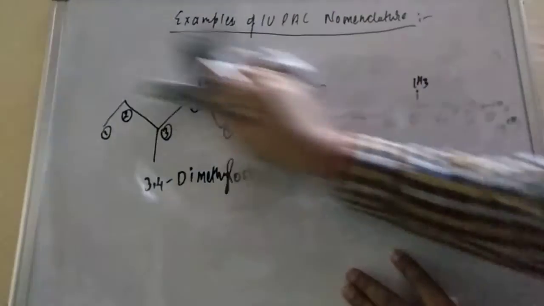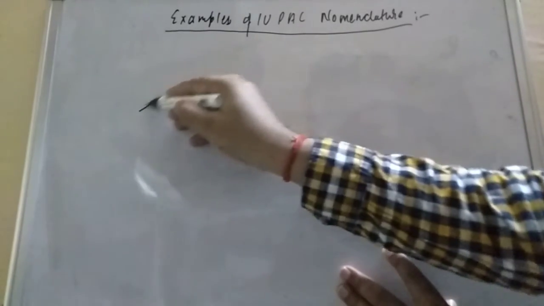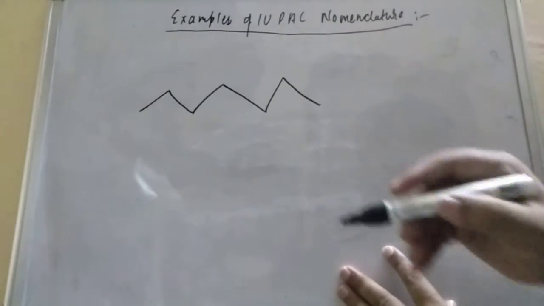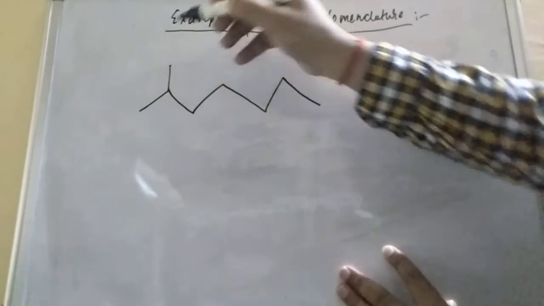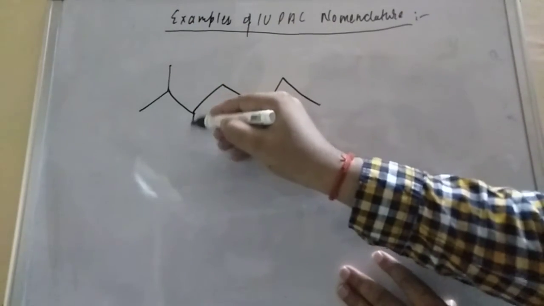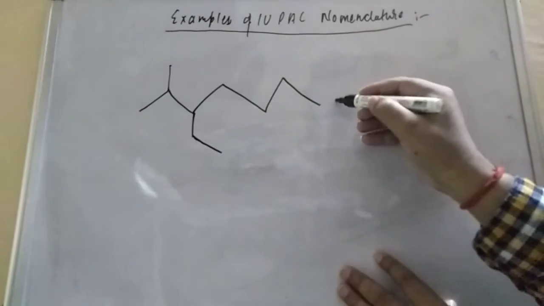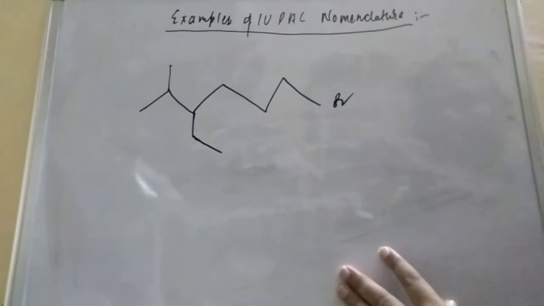Some more examples. I am erasing this and I am going to give a slightly changed example, so try to write the name of that type of example also, student. Here I am giving you one compound. Here I am putting a methyl group, and here I am putting an ethyl group like this. Student, the same compound can also be written like this.